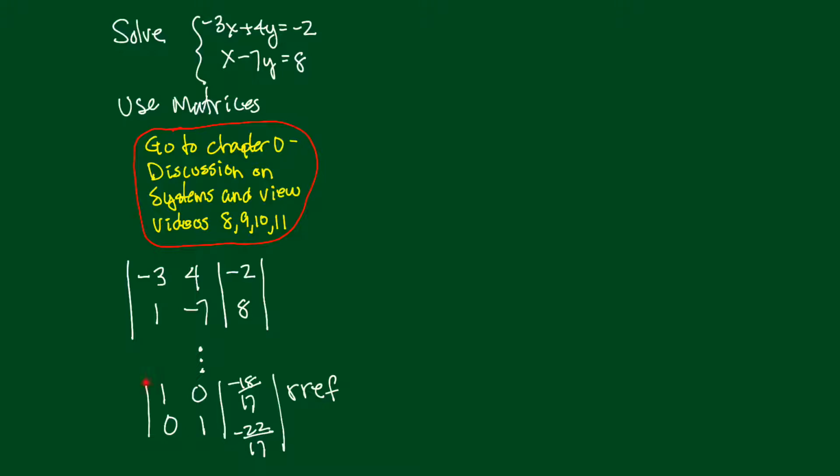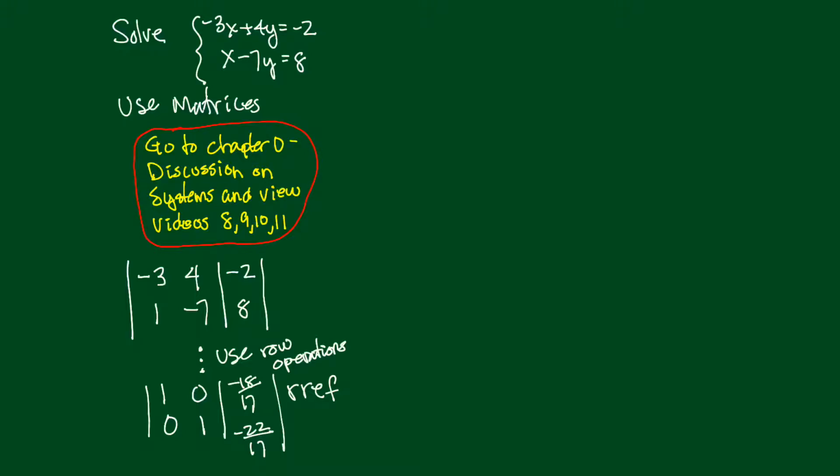And you can see that we have 1s on this diagonal here. Now, this is called the main diagonal. As you go top left to bottom right, it's called the main diagonal. 1s on the main diagonal, 0s everywhere else. So you can read this answer off here, right? What do you have? 1x, no y's. So 1x is -18 over 17. And down here you have no x's, but 1y is -22 over 17. Now, the question is, how do you get from here to here? All right, so what we're going to do is we're going to use row operations.